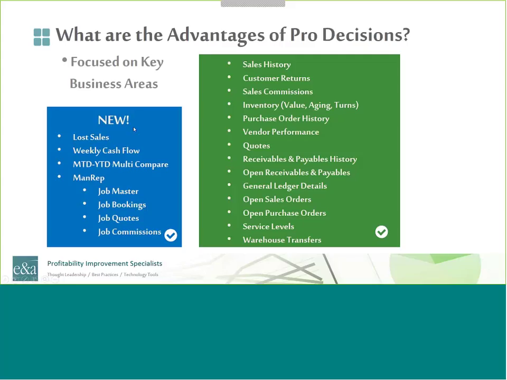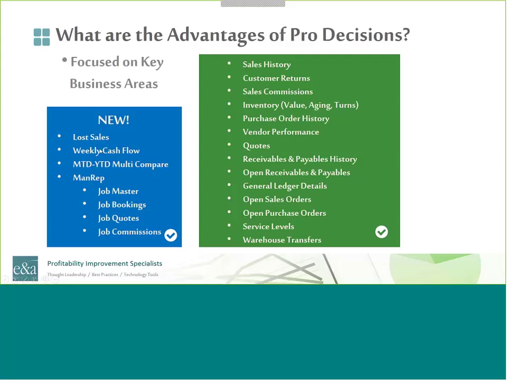On the left side in the blue here are some of the ones that we've added most recently. And I know there are a couple of customers on the call who already have Pro Decisions, and so these are some pivot tables and some information that we may have added since you've installed it. So that could be added to your system if you already have Pro Decisions and you don't see those. But these are some new ones that we've added most recently.